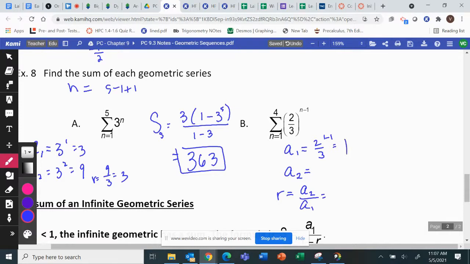1. All right, and then you might be able to look at it and figure out your rate. If you can't, we can find the second one, 2/3 to the 2 minus 1, which is 2/3. And then you do 2/3 over 1, which is a rate of 2/3. So S sub, we're doing 4 terms, equals first term is 1 multiplied by 1 minus 2/3 to the 4 over 1 minus 2/3.